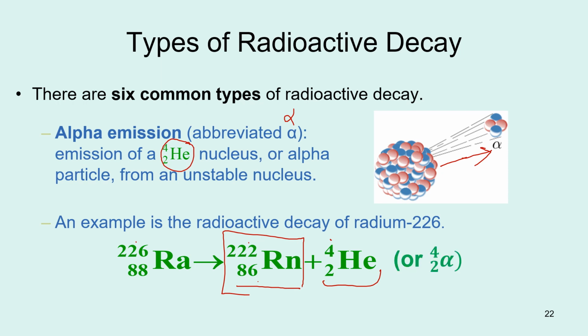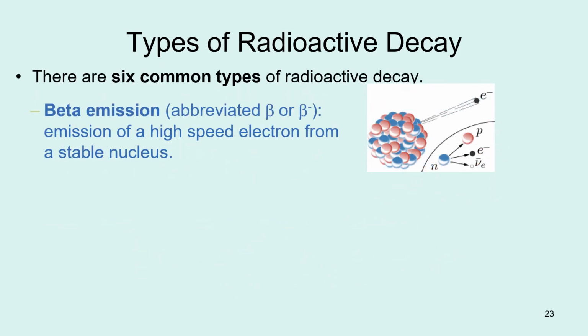Like I said, if you write an alpha particle with the 2 and 4, that's just as good as helium. Okay, the beta emission, which we've already talked about, again, abbreviated with the beta symbol. Sometimes you'll see the negative sign to differentiate it from a beta positron. But anyway, a beta particle is really like a high-speed electron. So it's not an electron that's in the electron area, but it's coming straight out of the nucleus.